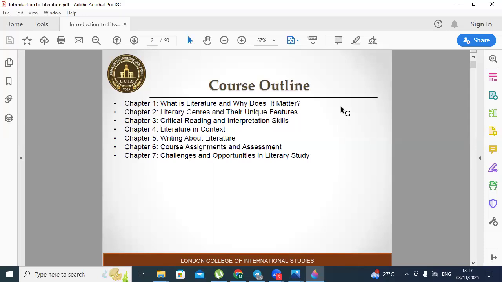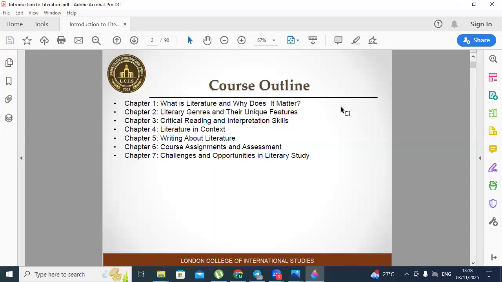Chapter 2 examines literary genres and their unique features, poetry, fiction, drama, and creative nonfiction, understanding what makes each genre distinct. Chapter 3 focuses on critical reading and interpretation skills, teaching you how to move beyond surface level reading to deep analytical engagement. Chapter 4 situates literature in context, examining how historical, cultural, and social factors shape both the creation and interpretation of texts.